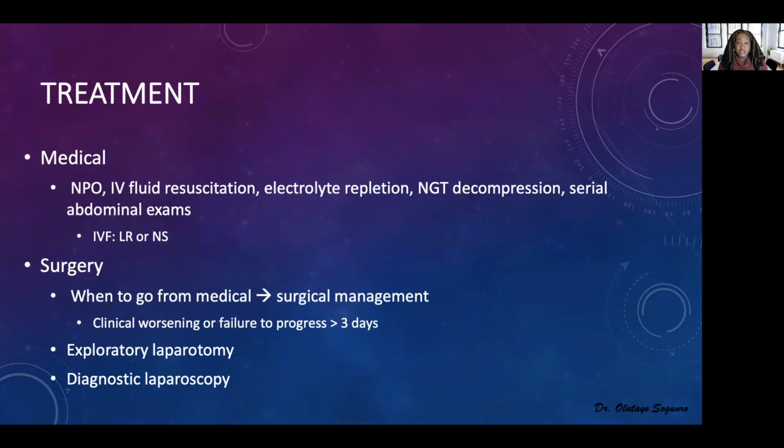Surgery involves a diagnostic laparoscopy or an exploratory laparotomy to evaluate the cause of the adhesions. Oftentimes, you are lysing adhesions, repairing a hernia, or removing a mass or tumor that could be causing the obstruction.